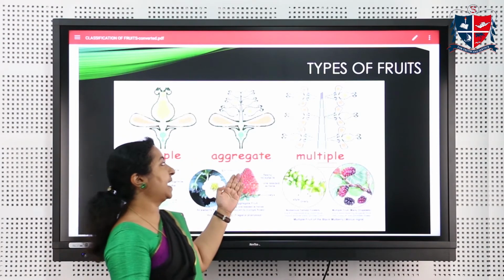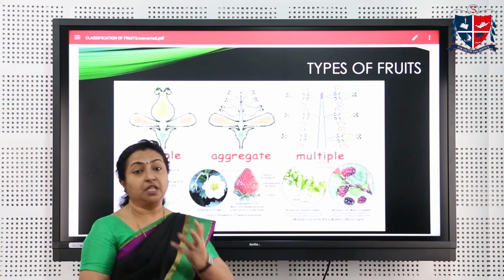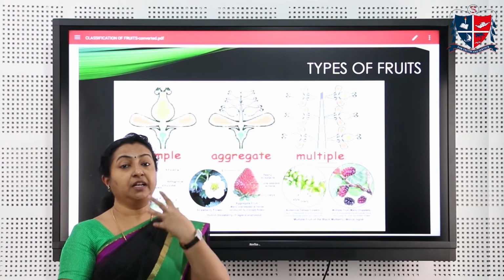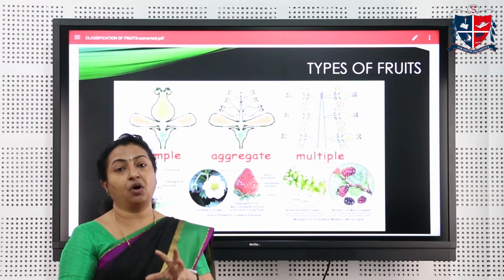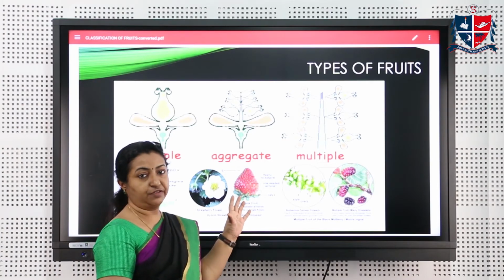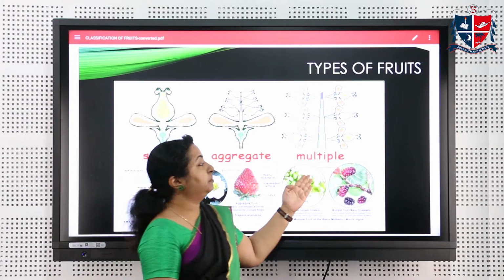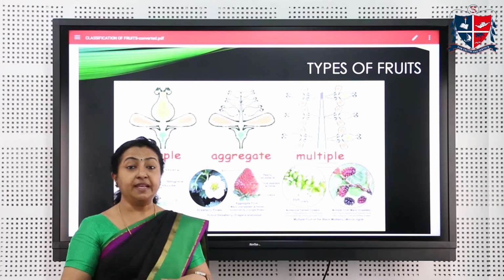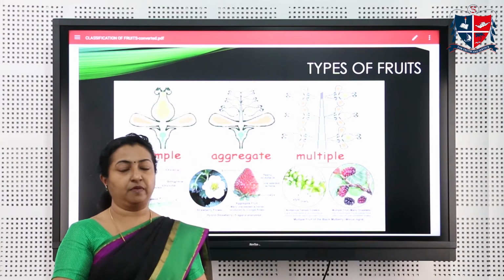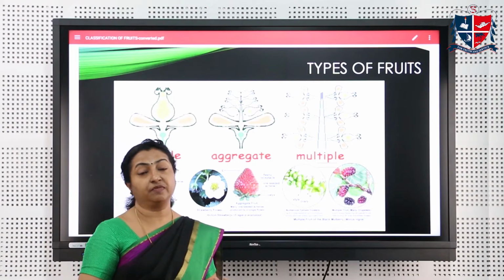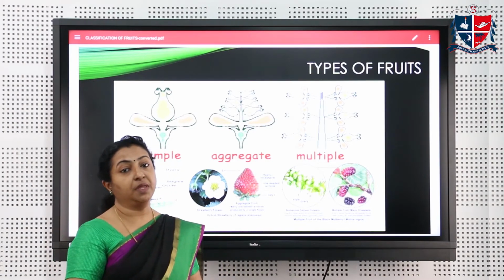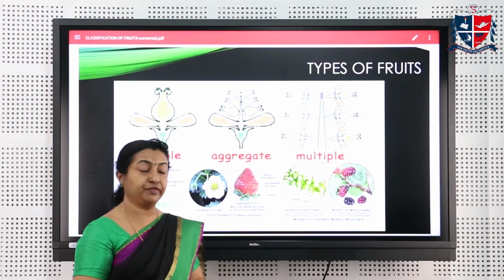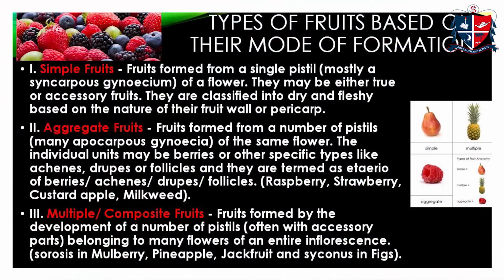But in the case of the aggregate fruit, we have a single flower containing a large number of ovaries and they fuse and join to form the aggregate fruit. Then we have the multiple fruit where an entire inflorescence is involved. A number of flowers of the entire inflorescence join together and form the multiple or composite fruit. Now, let us go into them one by one.